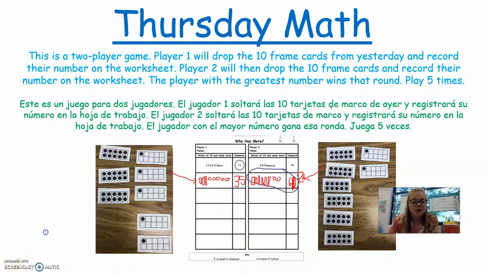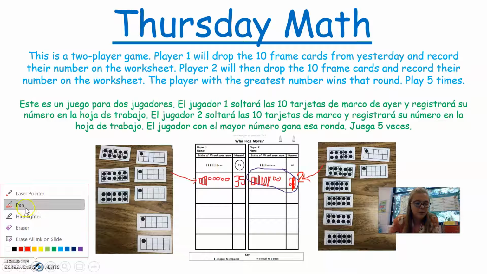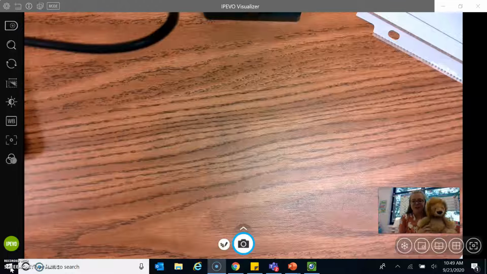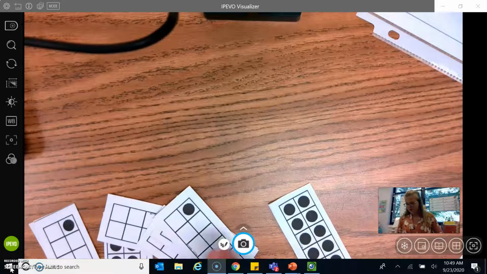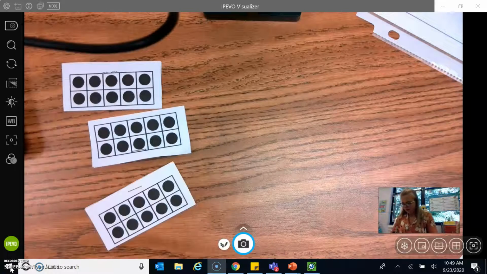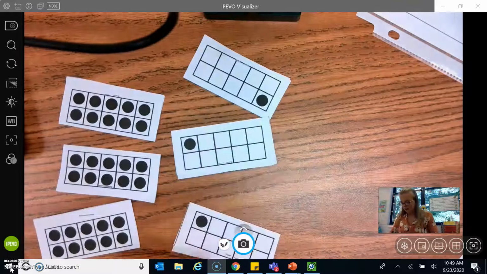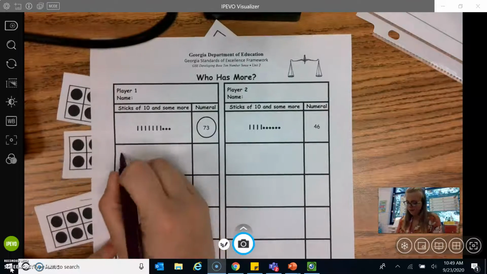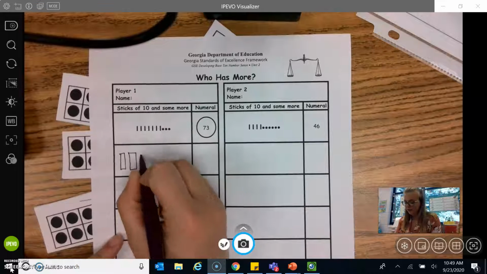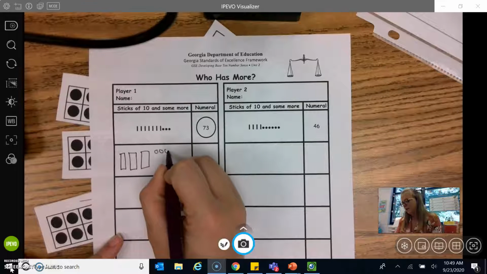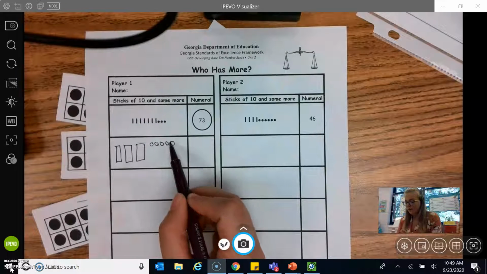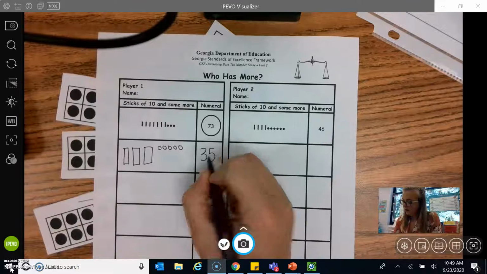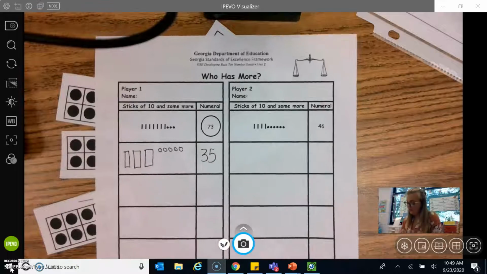I'm going to show you real quick a couple rounds. Probably just one. So I have Rashid here to play with me. I'm going to go first because I'm player 1. So I'm going to drop my cards. I got 1, 2, 3 tens, and I got 5 ones. So I got 3 tens, which I'm going to represent as my rods, and I got 5 ones. What number is this? 20, 30, 31, 32, 33, 34, 35. And I could have known that by seeing 3 groups of 10s and 5 ones.